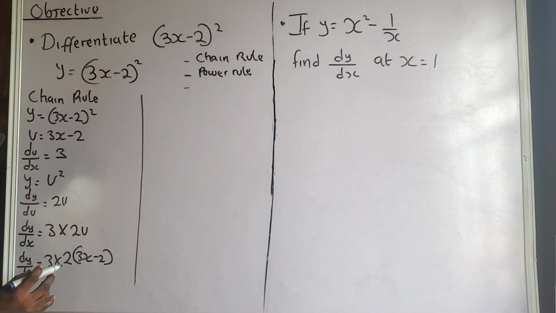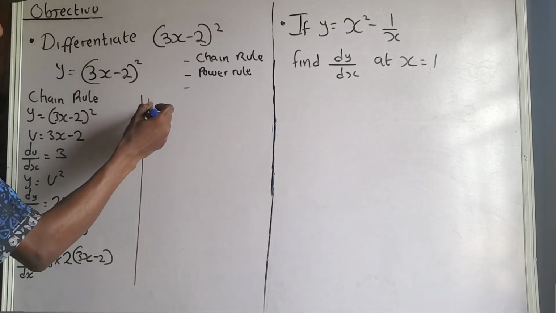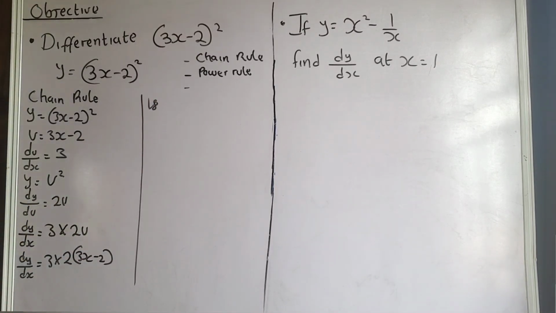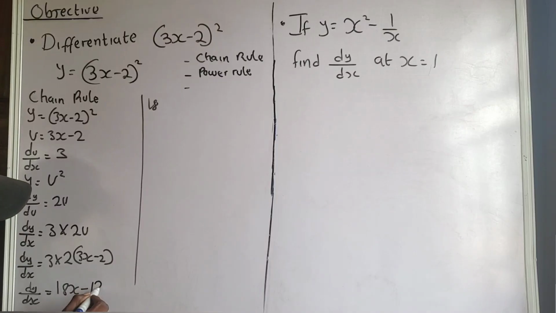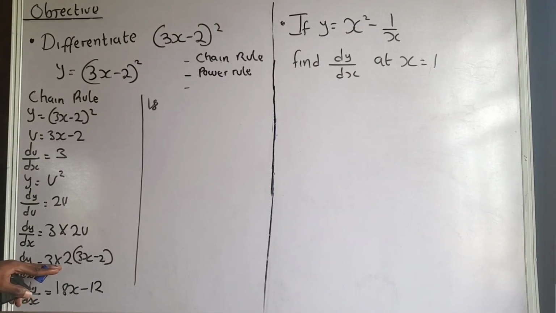So that will be, let me put it here. 3 times, okay, let's open the bracket. 3 times 2 is 6. 6 times 3x, that is 18x. So dy over dx is equal to 18x minus 12. That is the answer. 3 times 2 is 6, right? Use 6 to open all the brackets. 6 times 3x is 18x. Then 6 times negative 2 will give us negative 12. Do you understand? Okay, this method that you see here is called chain rule.